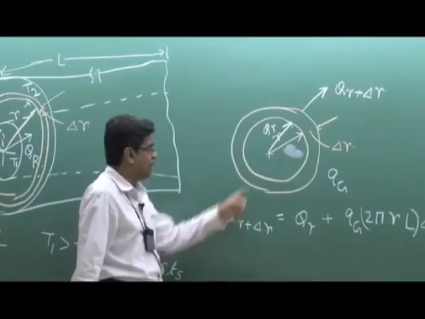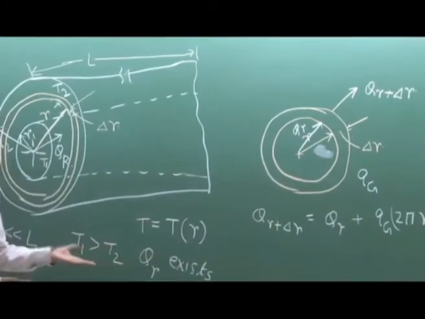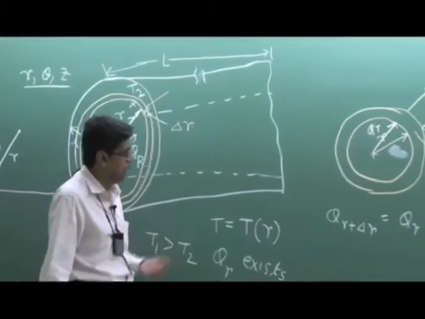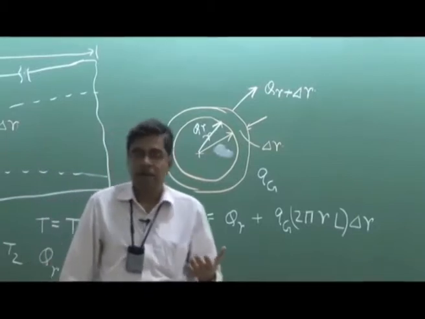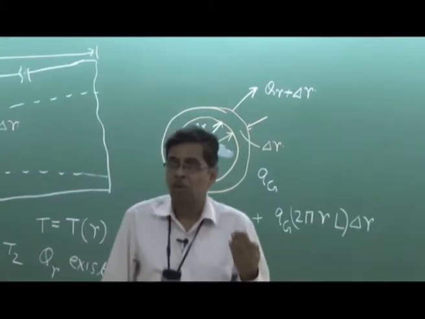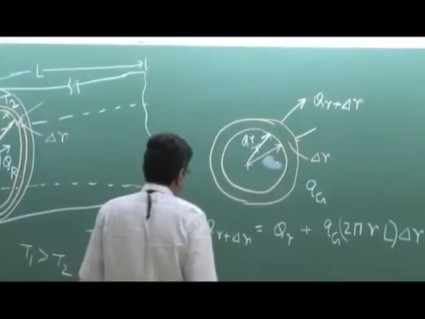So QR plus delta R going out is QR plus the generation. At steady state there is no other alternative. So this is the same equation which we wrote for the plane area. And my suggestion, which I always told, is that for steady one-dimensional heat conduction, it is better to derive the equation from fundamentals.